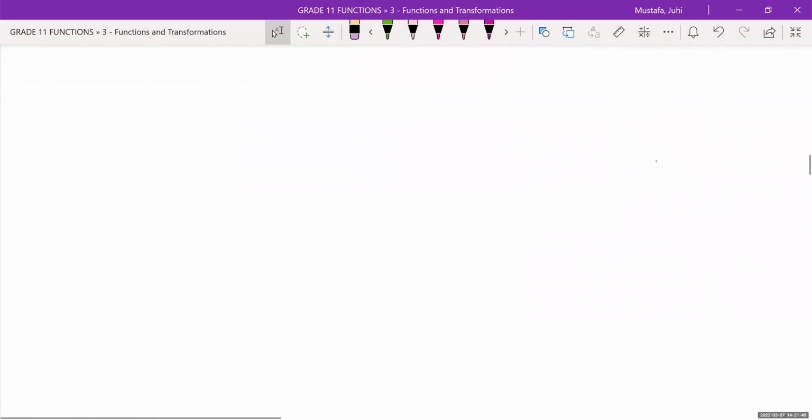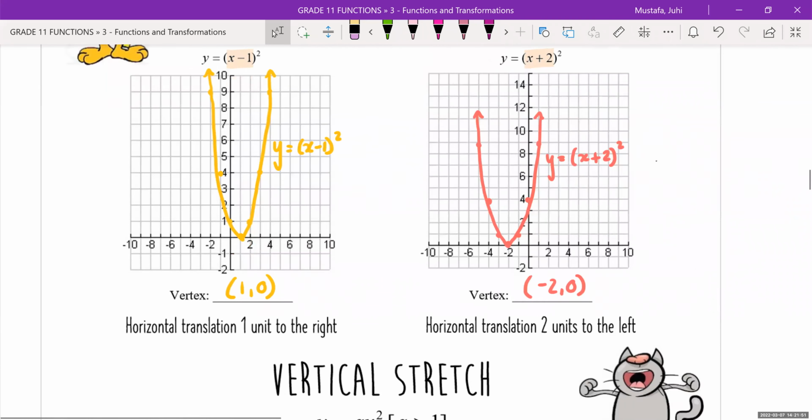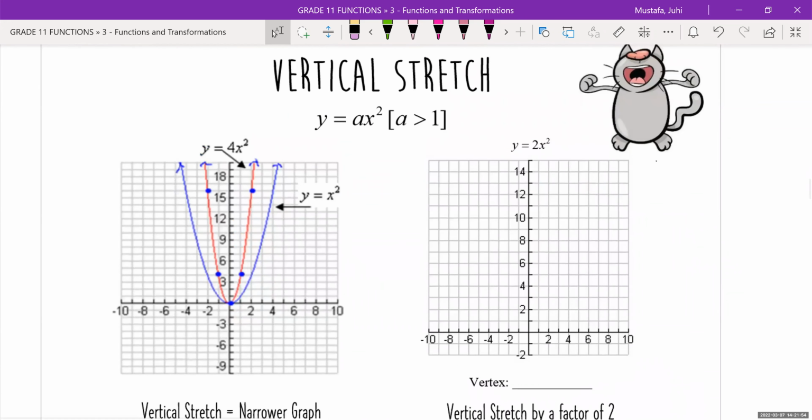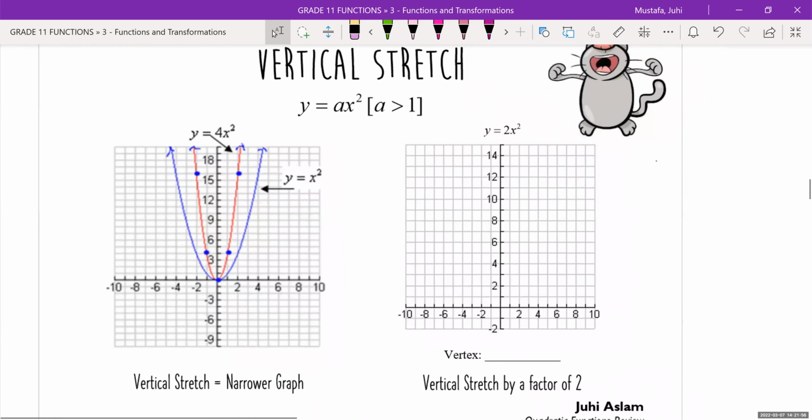Okay, so let's do these examples. Go to the section that says vertical stretch. All of the stuff I just said is actually repeated over here. So if your A value is greater than 1, it is a vertical stretch and your graph is going to be narrower. All that's done. It's also demonstrated for you as an example over there.